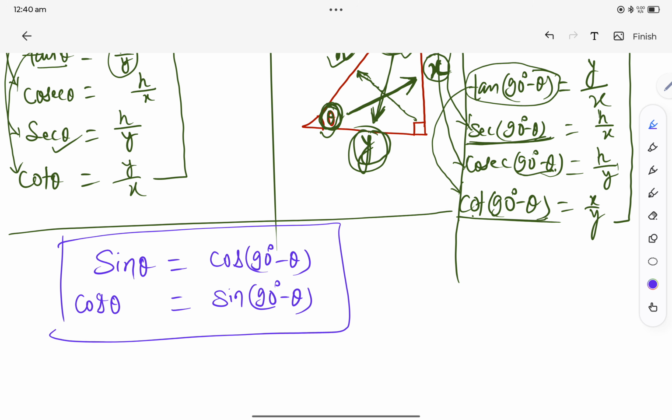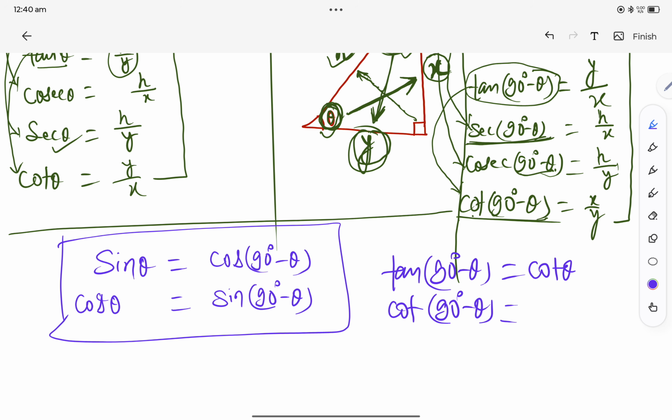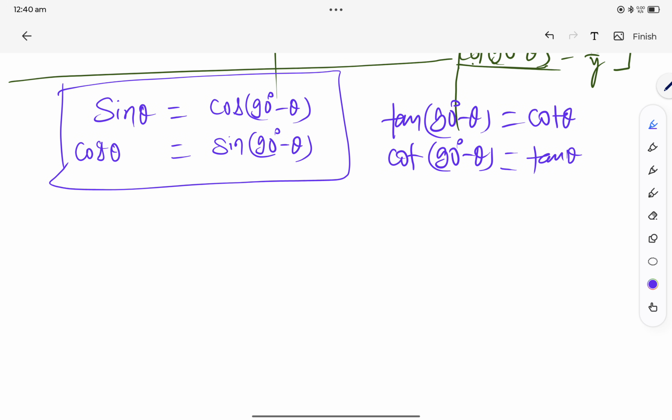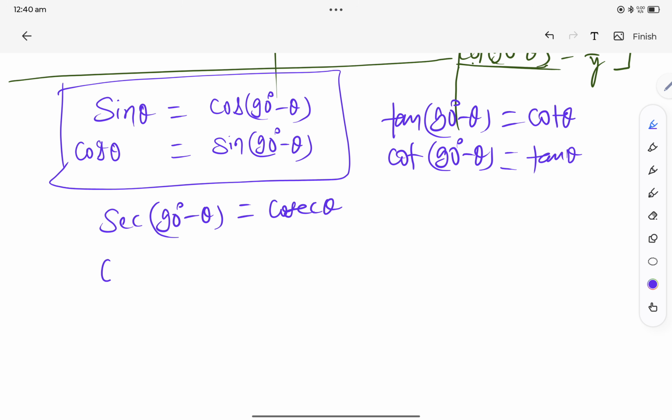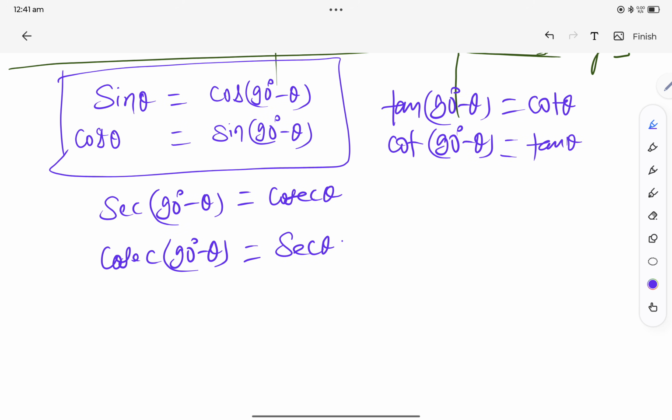Similarly, you can see that tan 90 degrees minus theta is equal to cot theta, and cot 90 degrees minus theta is equal to tan theta. Also, you can see that sec 90 degrees minus theta is equal to cosec theta, and cosec 90 degrees minus theta is equal to sec theta.